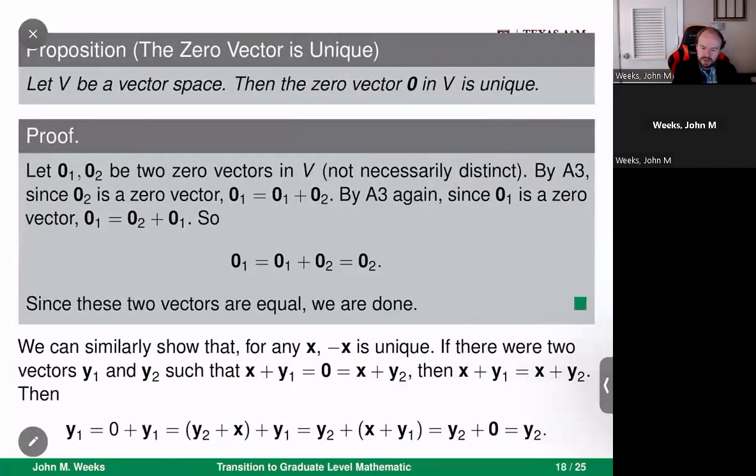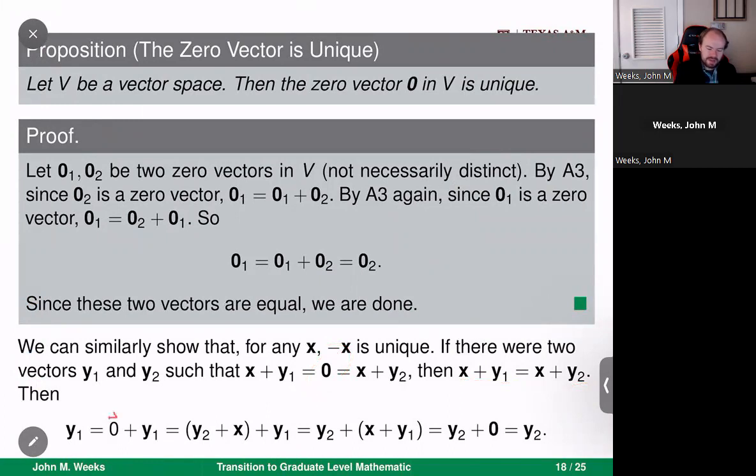So we want to show that y1 and y2 are the same thing. We want to say y1 and y2 are equal. Well, right now we can say that x plus y1 equals x plus y2. Why is that? They're both equal to 0. Because of this, we can now go through and write these things like this.